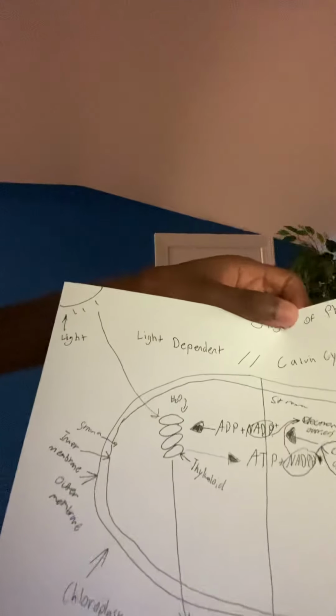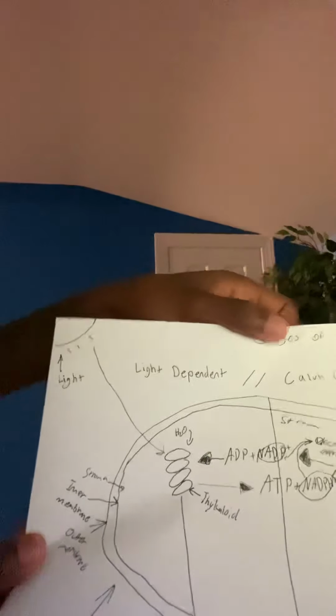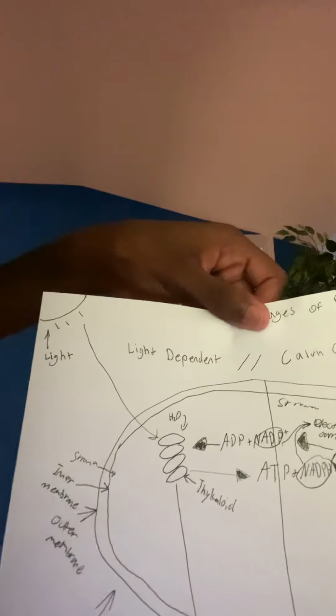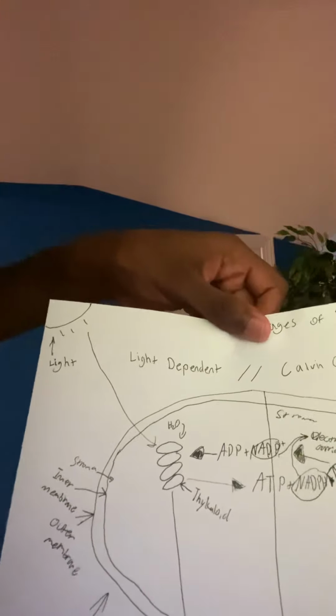You have water coming into the thylakoid as well. And as a product of that, you get oxygen. And that's why we see oxygen being produced outside of plant cells. It's a byproduct of the photosynthesis system. Also, ATP and NADPH are going to go over to the Calvin cycle.